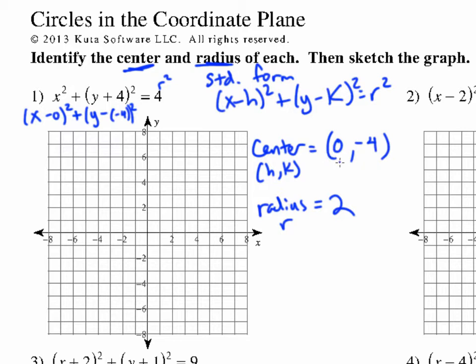Okay, so you get the hang of it. If that was confusing for you, let's just plot this. Center is 0, negative 4. 1, 2, 3, 4. There it is. Our radius is 2. So let's just go up 2, down 2, left 2, right 2, and make a circle. Okay, I'll let you guys catch up there. So again, you can see that any distance from the center is a distance of 2. Everywhere is 2. So we've drawn a circle.